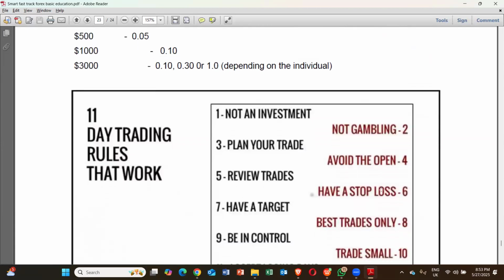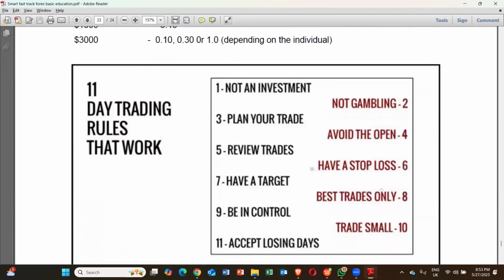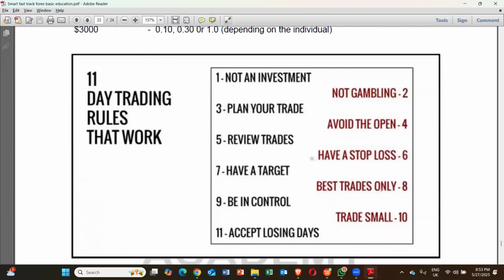So let's look at these 11 trading rules that work. Trading is not an investment. It's not gambling, so you should plan your trade. Avoid the open, review your trades, have a stop loss, have a target. Your target is your take profit.